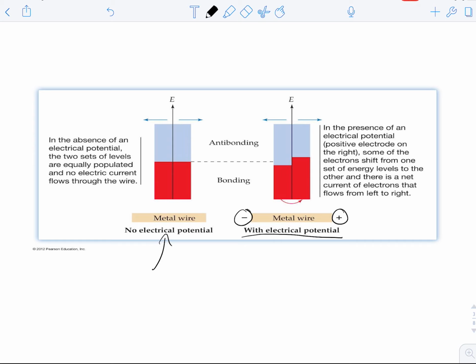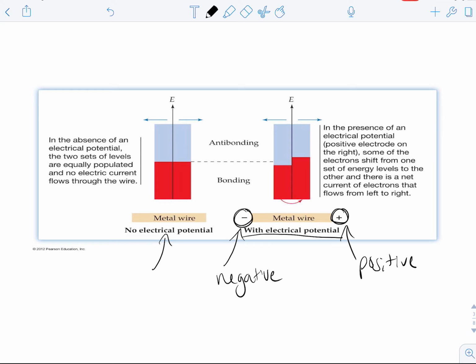But as soon as you add in an electrical potential, so you add in a positive and negative end, or in this case a negative and a positive end, you have an area where you have a negative charge, and you have an area where you have a positive charge. And if you have a sea of electrons that can freely move, we're actually going to get a depopulation of electrons right next to the negative charge and a greater population of electrons around the positive charge.